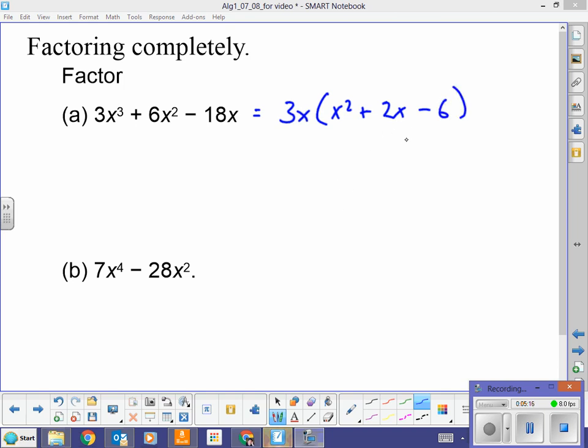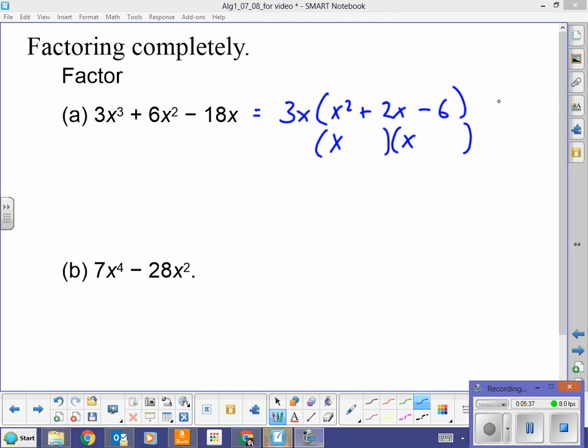Okay, so I look at this trinomial and I say, well, it's not a difference of squares. This is a square, but this is not. This is negative, so it's not a square. Is it simple factorable? I need a pair of numbers that multiply to equal negative 6, but add to equal 2.